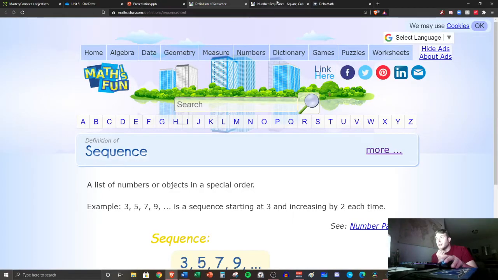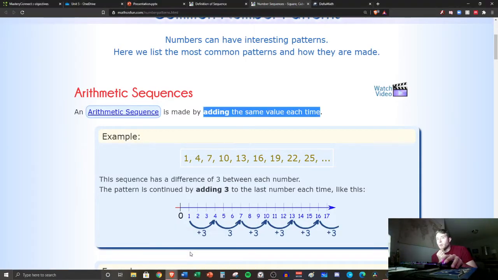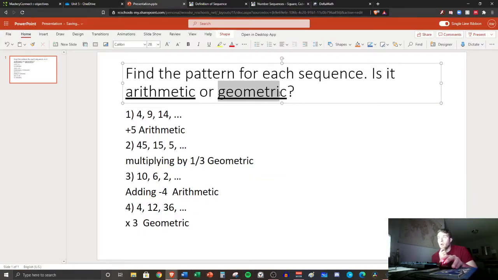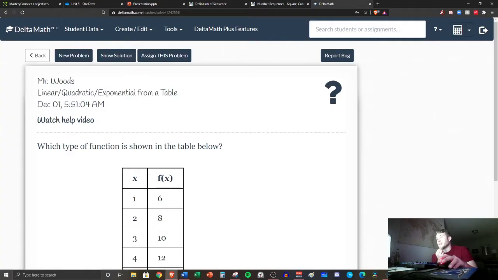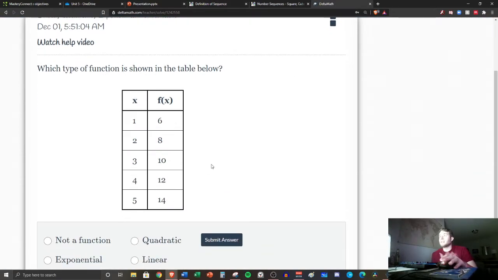Now let's talk a little bit more about what we're most interested in for this chapter. We care more about geometric, okay? Because when we're looking at geometric sequences, they relate to a particular type of function that we are interested in. Okay? So let's go ahead and look at some examples. I'm going to use Delta Math on this again. I'm relying on Delta Math quite a bit to help me this year, obviously, for distance learners.